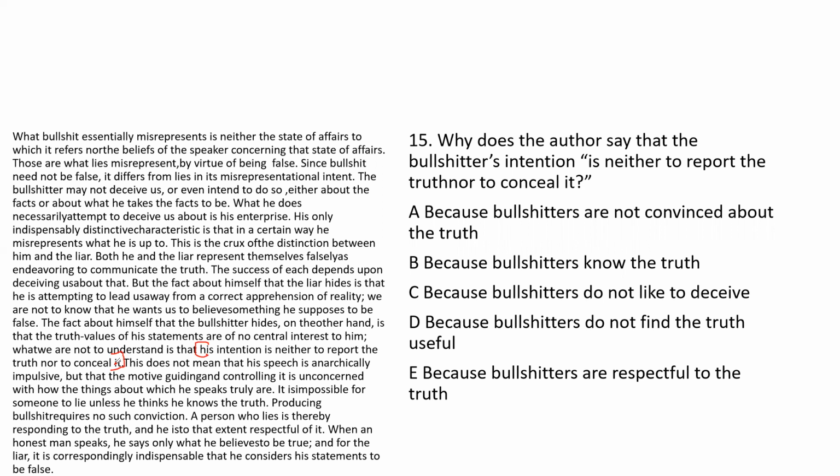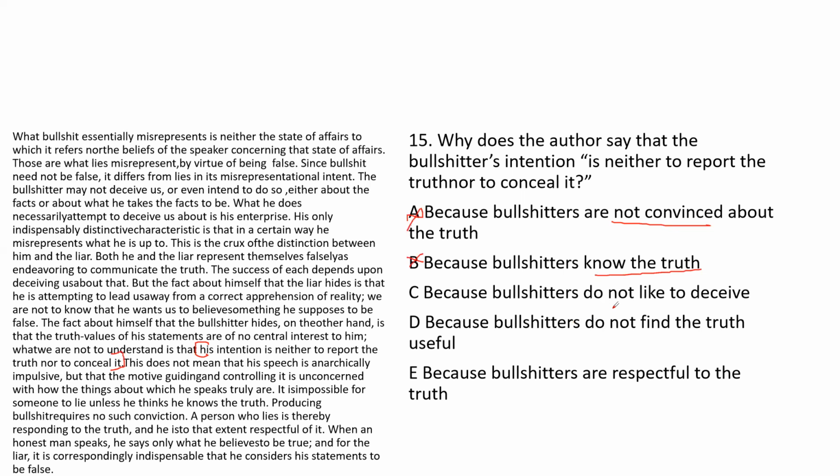So if we know that bullshitters are not working on truth at all, either in hiding or in reporting, that's why the author is just explaining the same idea given before with the help of these words. So let's look at the options to identify the answer. Option A, because bullshitters are not convinced about truth. The convincing part is not discussed. Bullshitters know the truth. They are least interested in the truth according to the paragraph. So this also goes out.